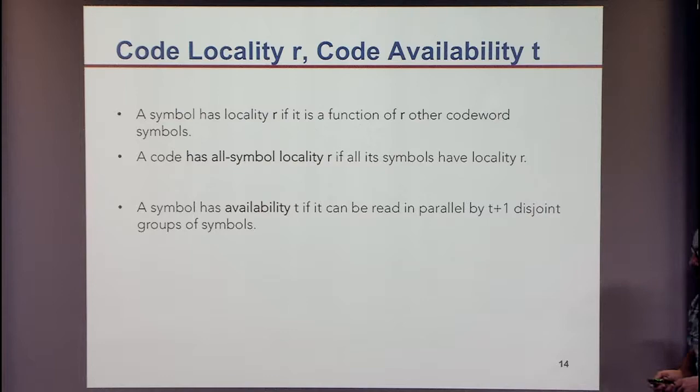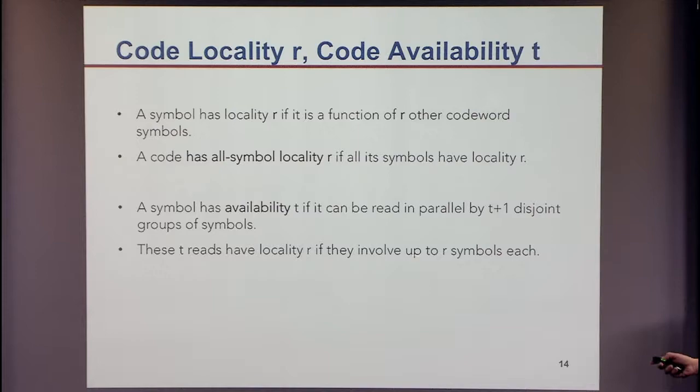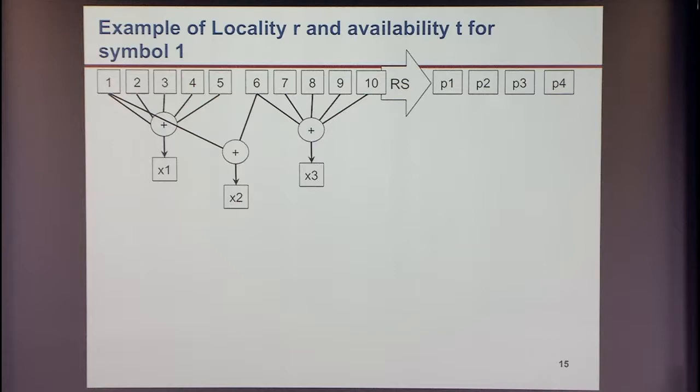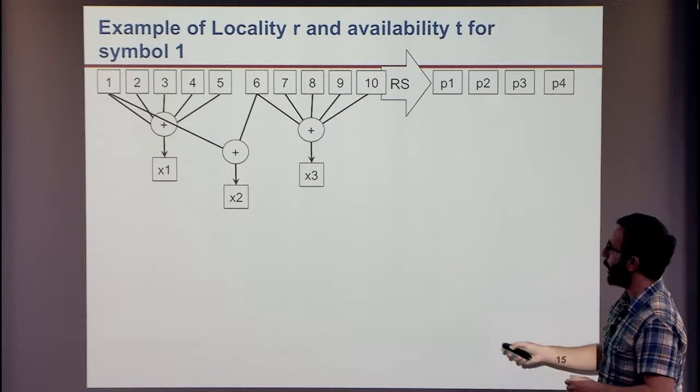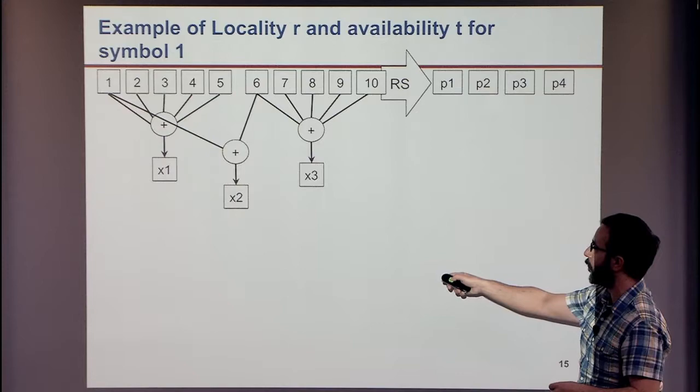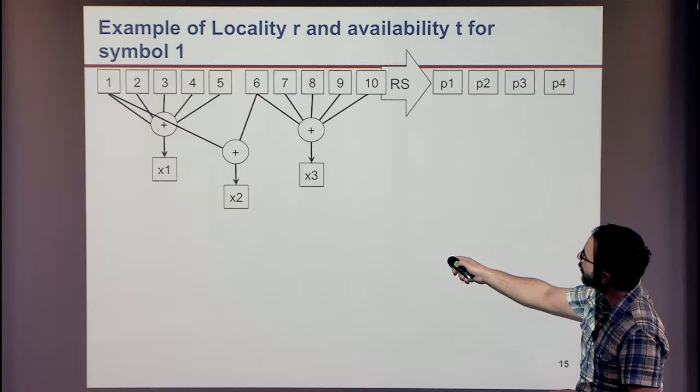These T reads have locality R if each one involves up to R symbols, of course. So these are small repair groups. Example: I have this code. These are my systematic symbols, my Reed-Solomon global parities. I keep this local XOR, and I add another XOR where I XOR 1 and 6, and I get this. Okay, that's fine. So this is just a little code.